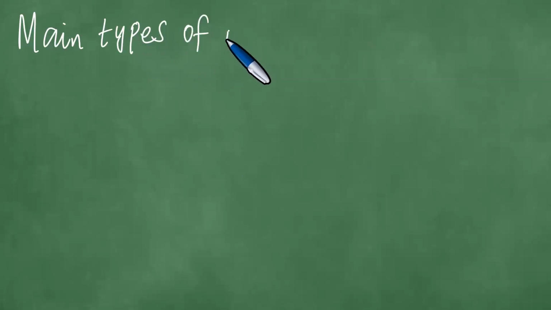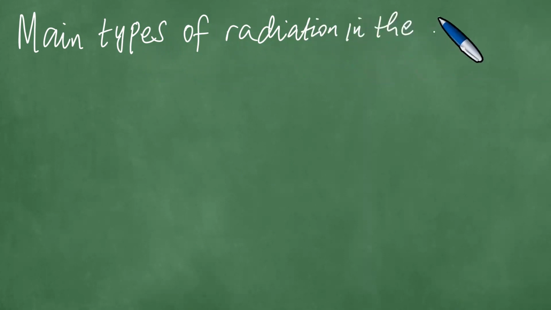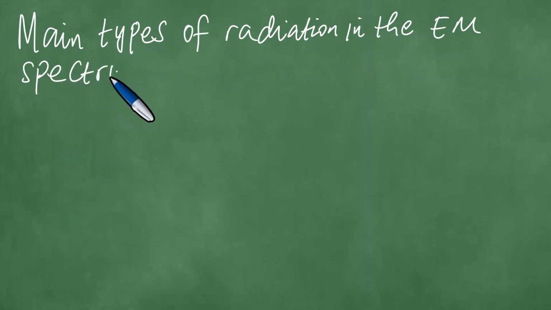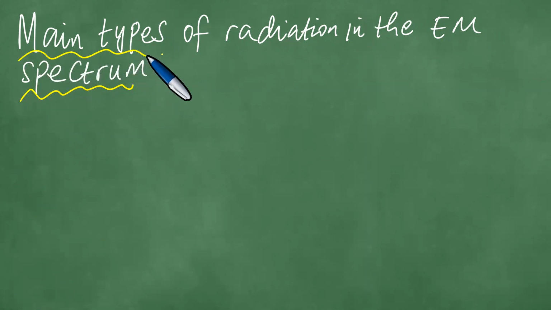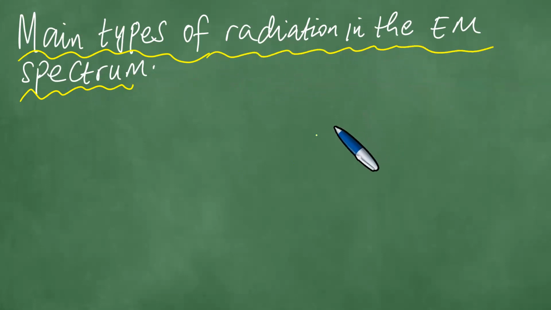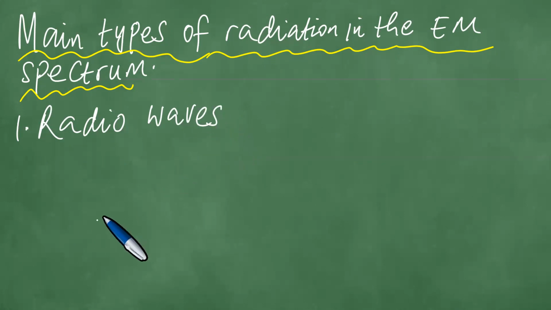Right, we're back to discuss in detail the main types of radiation in the EM spectrum. We continue. Let's speak about the radio waves. Now, what are they? And we say something about the radio waves.